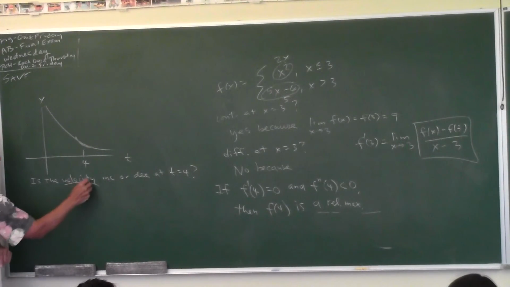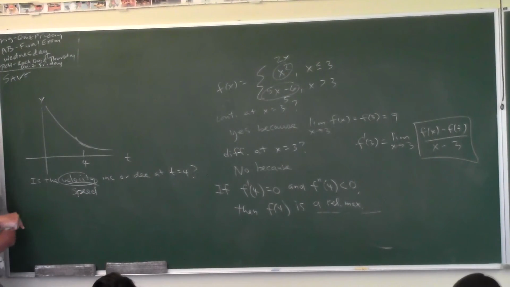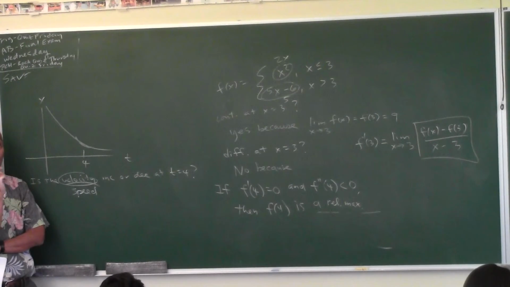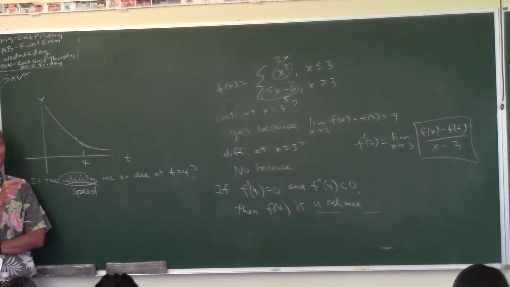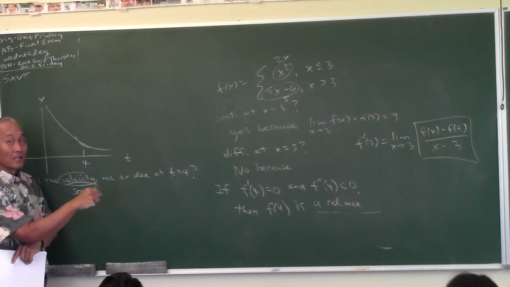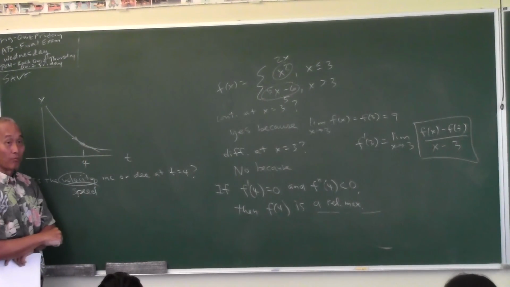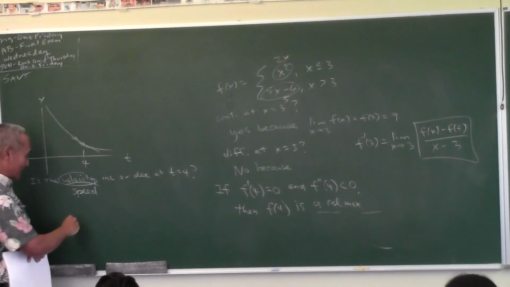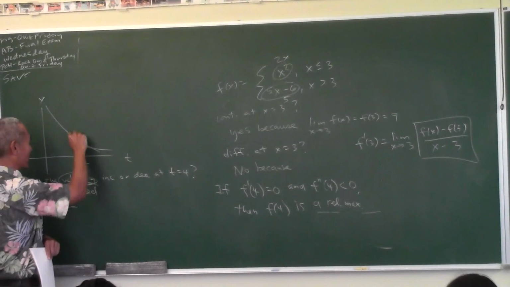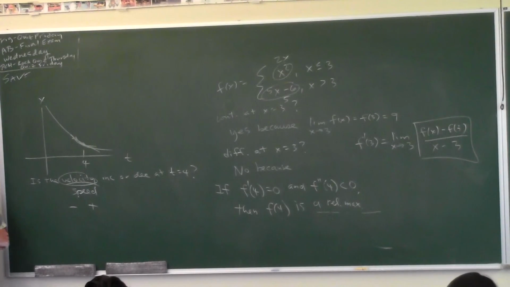Now here's the second question. Is the speed increasing or decreasing? Now you have to look at both the velocity and the acceleration. The velocity is the derivative of position. What is the derivative at that point? It's the slope. It's negative. Now, what about the second derivative, acceleration? It's concave up, so it's positive. So is the speed increasing or decreasing?